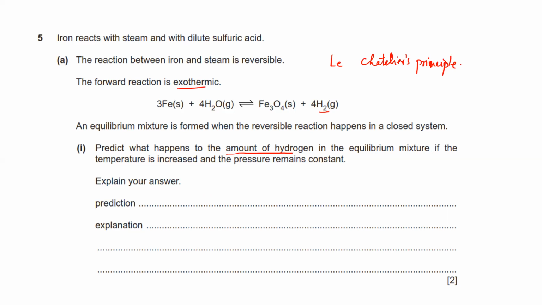So what is the prediction? With the increase in temperature, the forward reaction increases, but what happens to the volume of hydrogen? The reaction moves towards the equilibrium. So in order to achieve the equilibrium, the backward reaction will increase. If the backward reaction increases, the volume of hydrogen will decrease. So our prediction is volume of H2 will decrease.